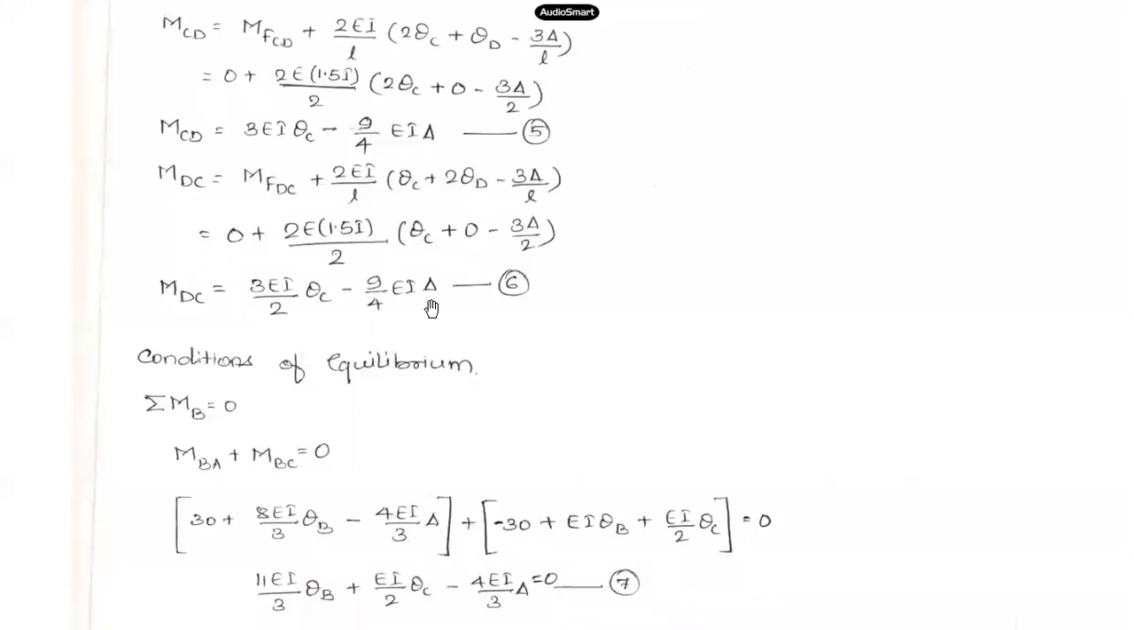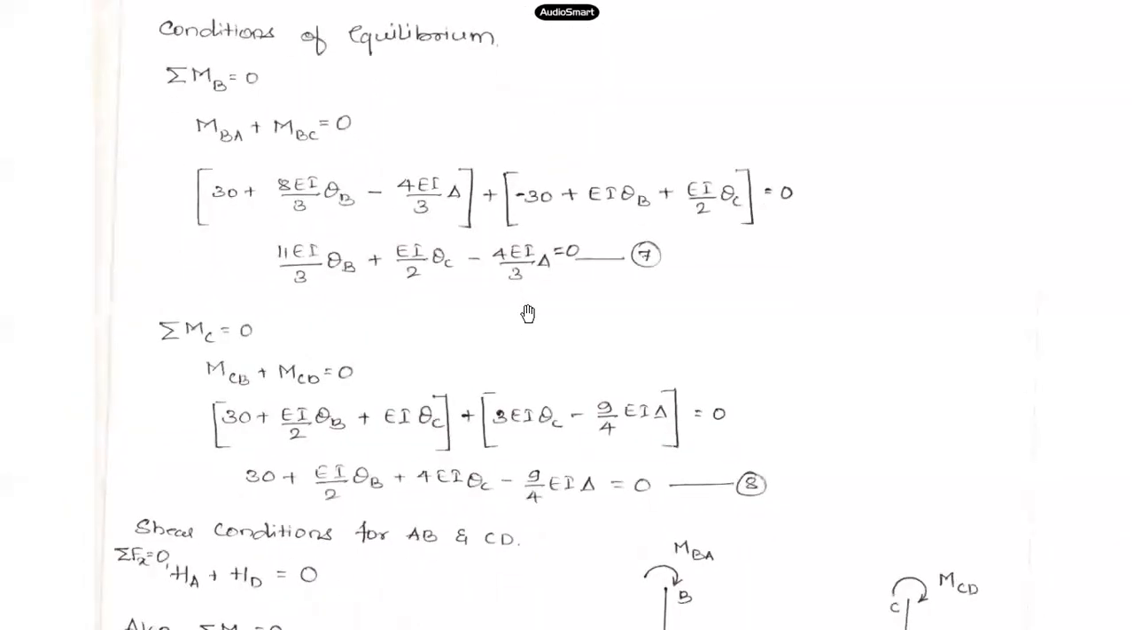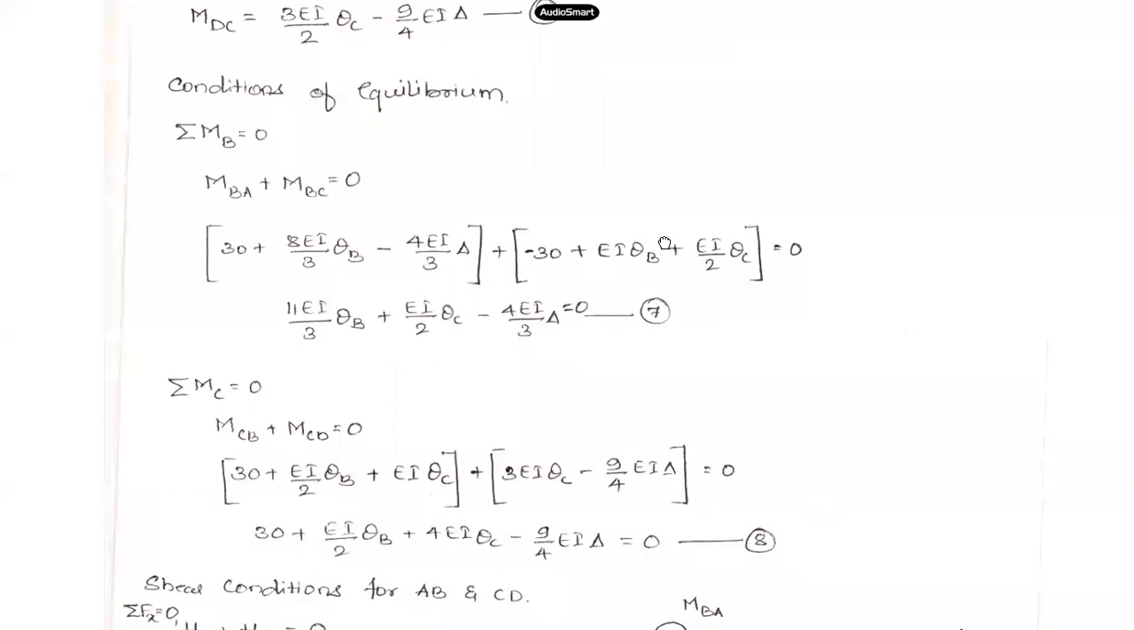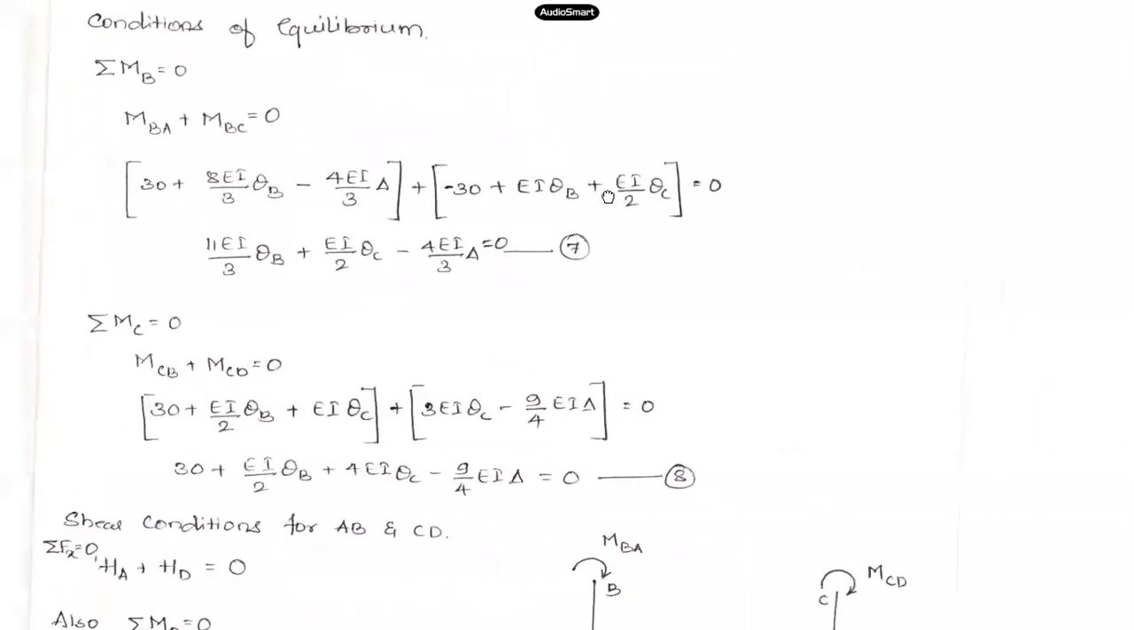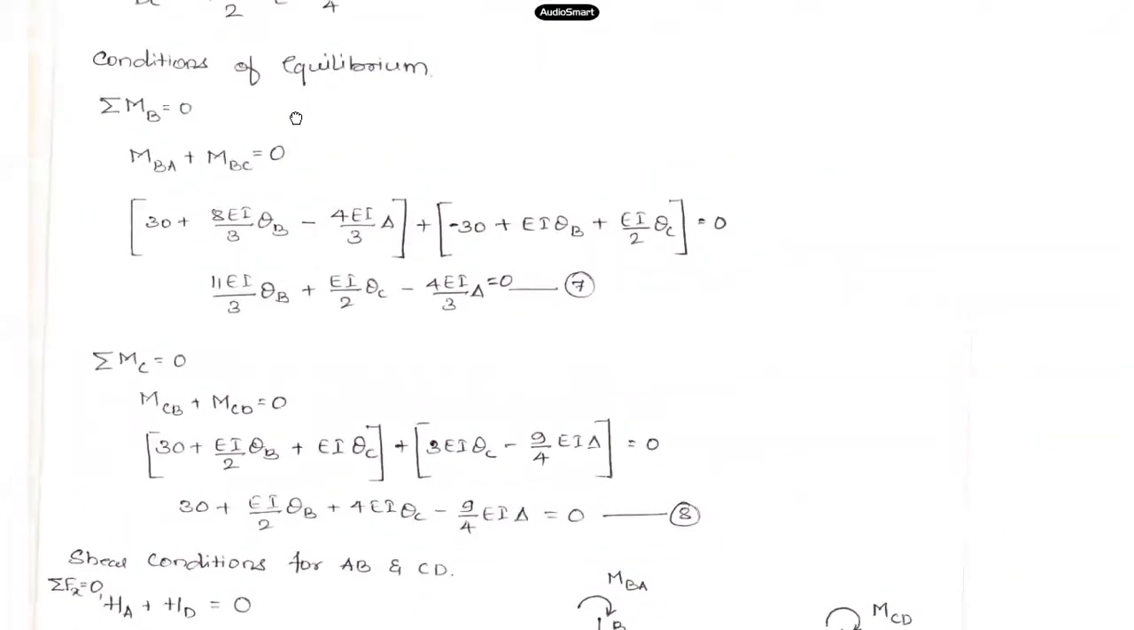So we have 6 slope deflection equations. There were three members, and at each joint we have written the slope deflection equation, giving 6 equations. In these 6 equations, there are unknowns: theta B, theta C, theta D, and delta. Now we have to find out those unknowns. Please let me know if you have any doubt. Now, how do we solve for those unknowns? One is the conditions of equilibrium.